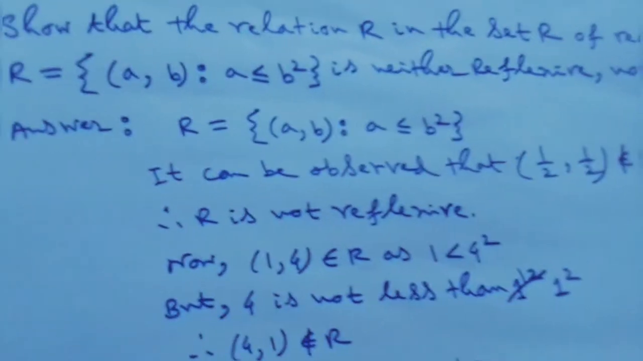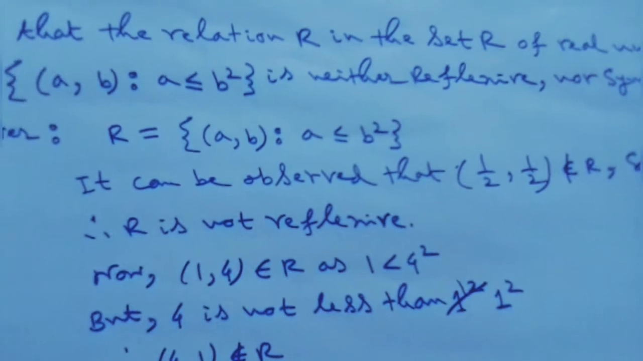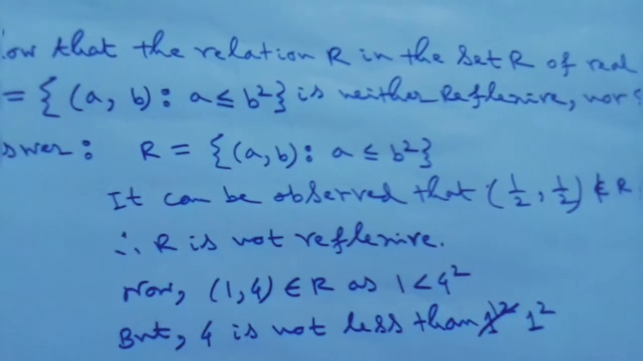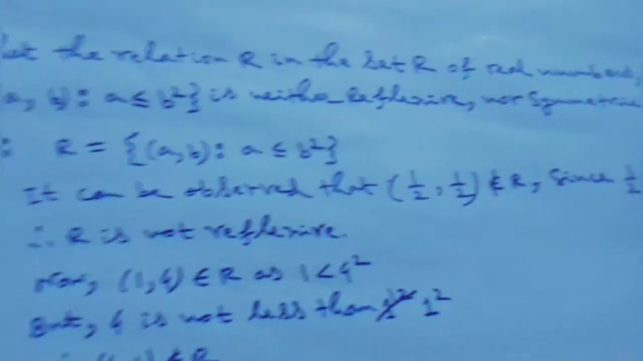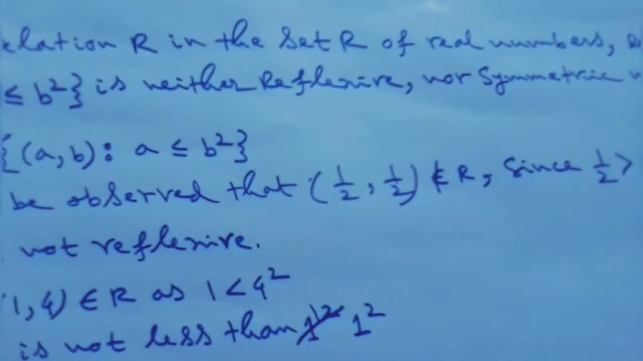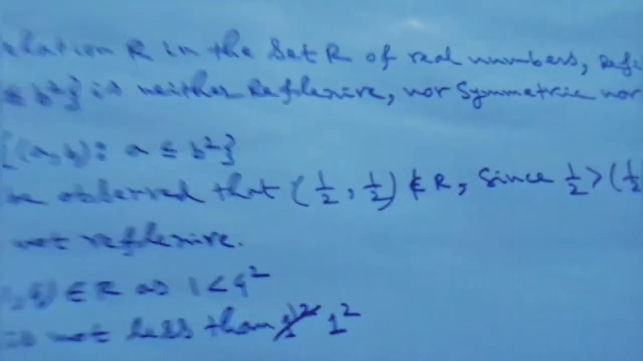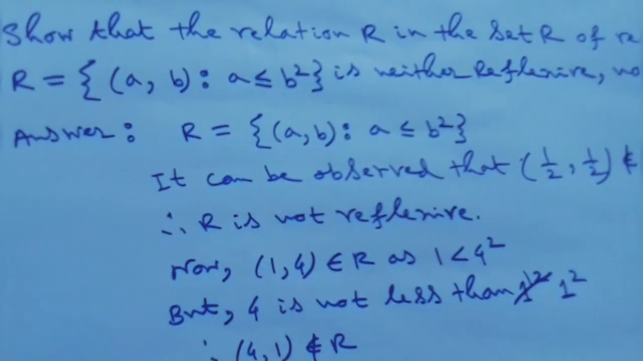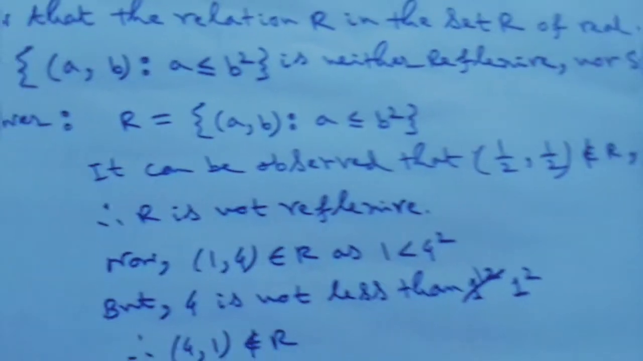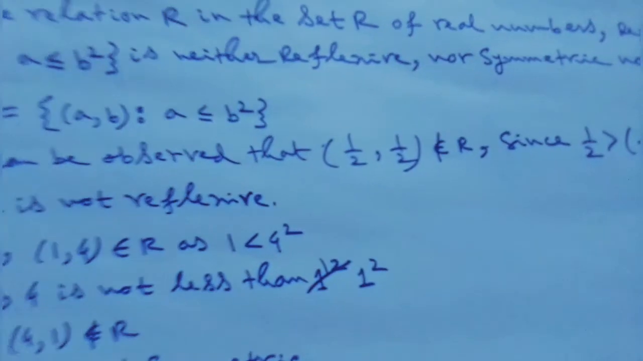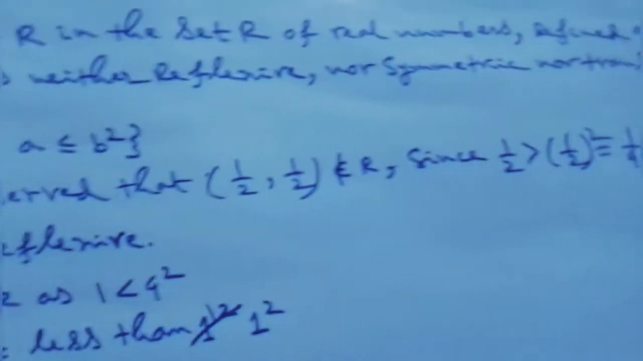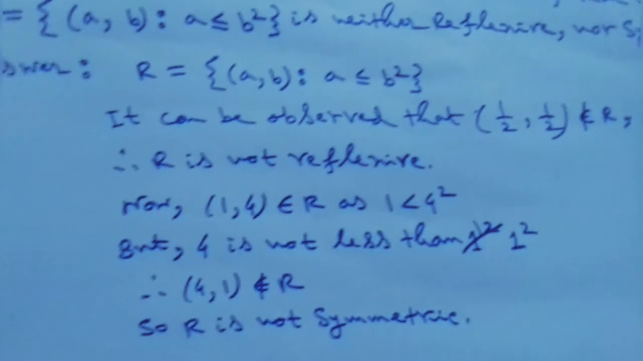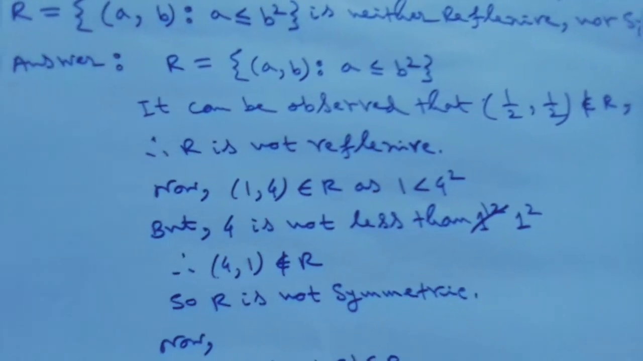So the relation R on the set R of real numbers, defined on R as R equals {(a, b) such that a is less than or equal to b squared}, is neither reflexive, nor symmetric, nor transitive. We have to prove this result. Now let's come to the solution.